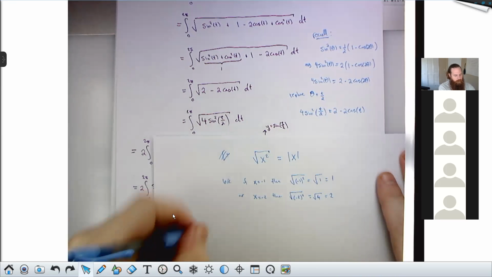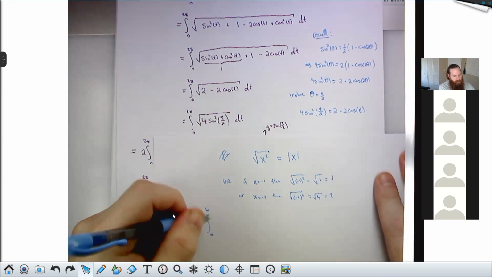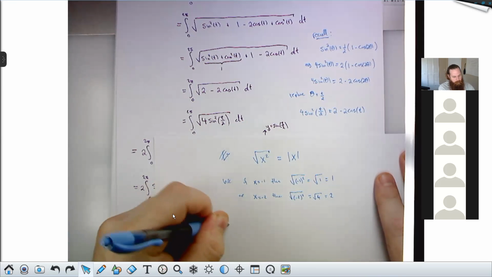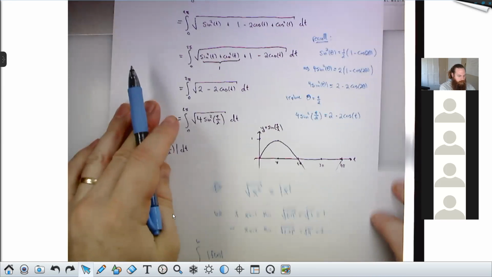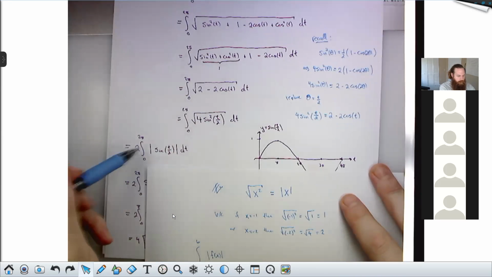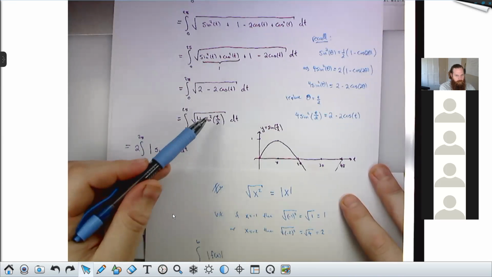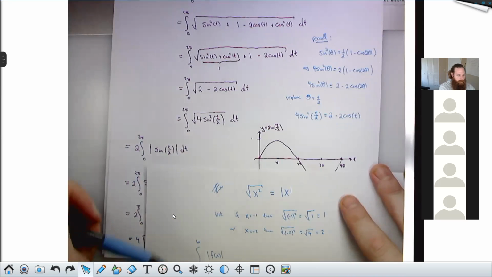Now, if you want the integral from a to b of the absolute value of some function. So this is why the square root of 4 sine squared t over 2 is 2 times the absolute value of sine t over 2. The square root of 4 is 2, and the square root of sine squared is the absolute value of sine.